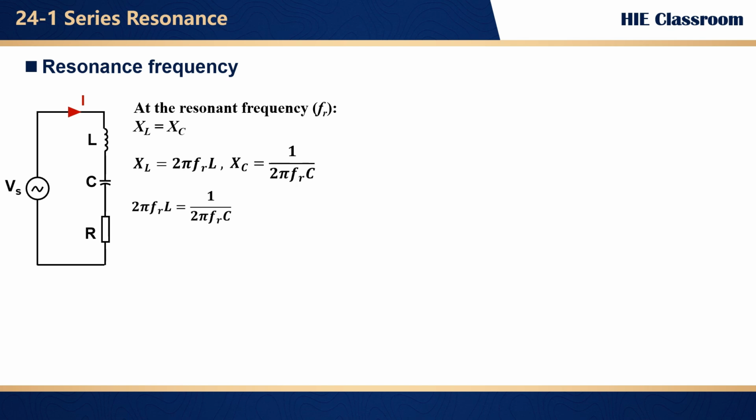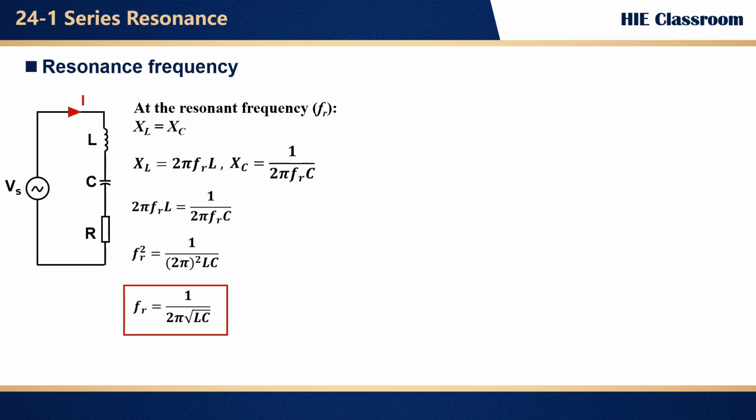Now, 2 pi Fr L equals 1 over 2 pi Fr C. To solve for Fr, we need to shift things around a little bit. After some math magic, we end up with Fr squared equals 1 over 2 pi squared times L times C. Take the square root of both sides, and we get Fr equals 1 over 2 pi times the square root of L times C. That's our resonance frequency formula.